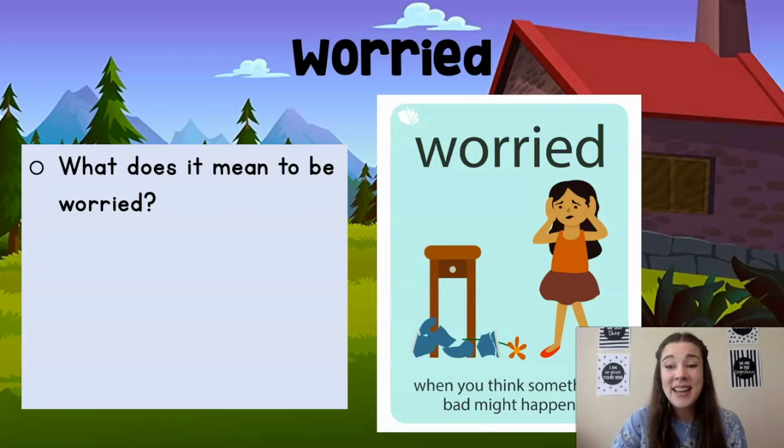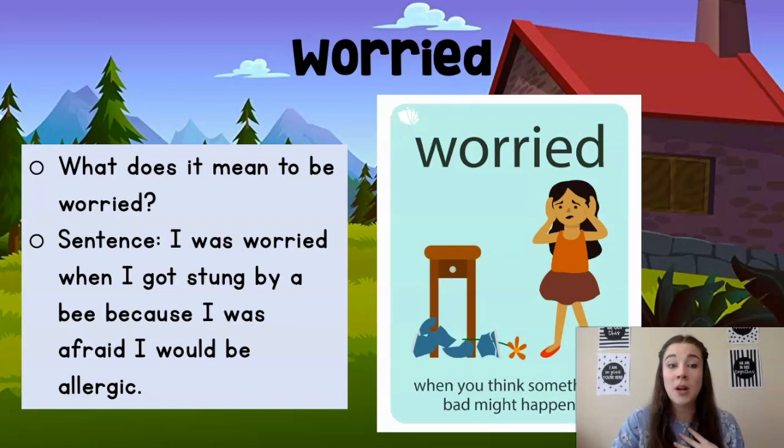Yikes. I have it in a sentence as well. I was worried when I got stung by a bee because I was afraid I would be allergic. So some people who get stung by bees actually have allergic reactions to them. And I was worried that when I got stung by my bee and it hurt really bad, that I was going to have an allergic reaction. I was really, really worried because almost everyone in my family is allergic to bees. So when I got stung by a bee, I was really, really worried that I was also going to be allergic. But I wasn't. So that's a good ending to being really, really worried. I was not worried at the end because I wasn't allergic.